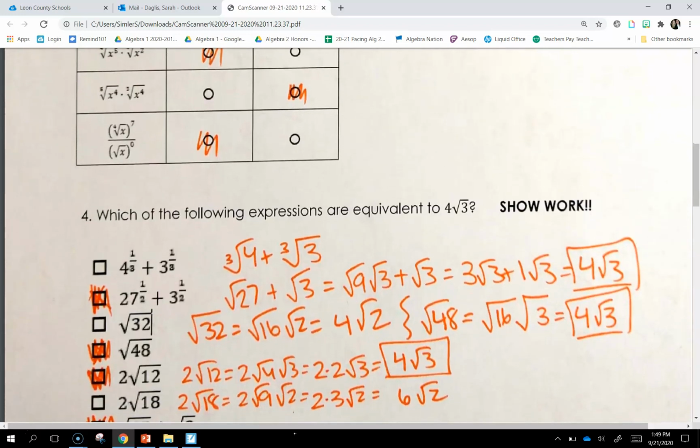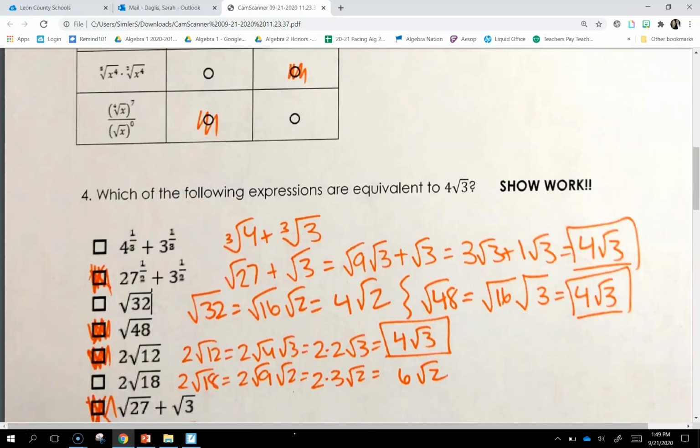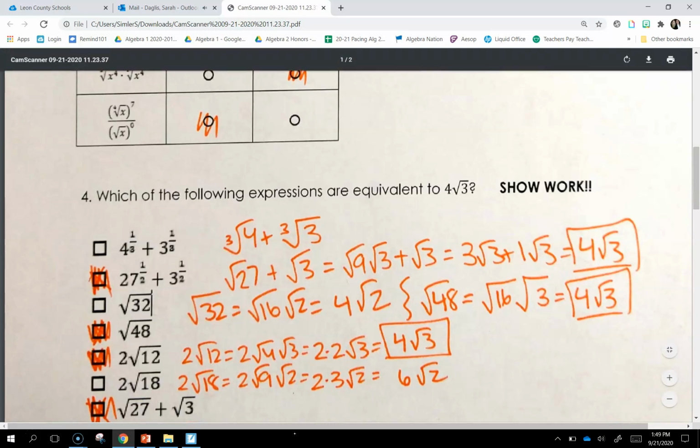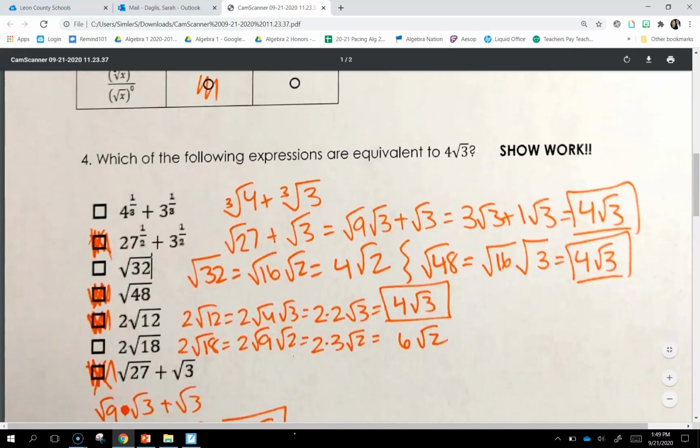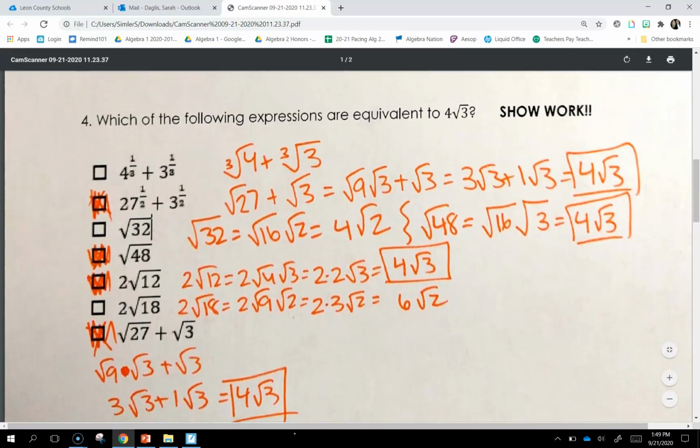2 times the square root of 18. Square root of 18, we break apart to be 9 times 2. The square root of 9 is 3, so that becomes 2 times 3 times the square root of 2. Multiply on the outside, I get 6 square root of 2, which is not what I want. And the last one, square root of 27 plus the square root of 3, that is actually the same thing as the second one. See how when we rewrote it, we made it into that same radical equation? So I showed my work again, and we do get 4 times the square root of 3.